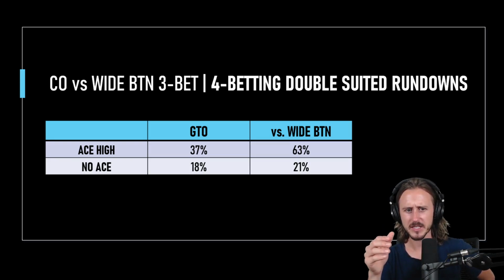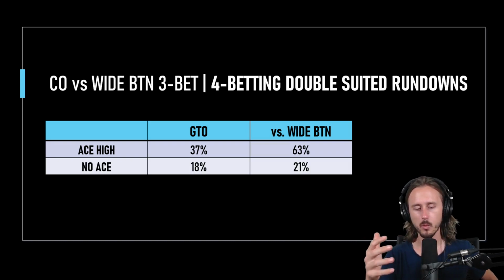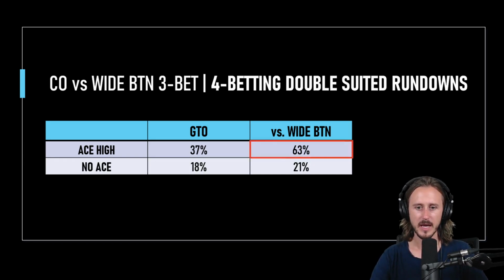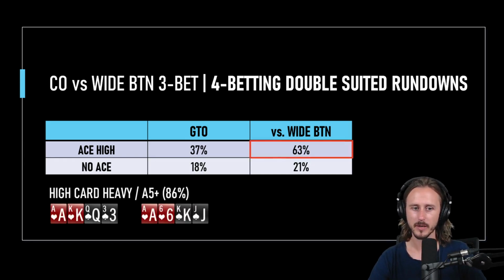And with the ace, we are already 4-betting quite a bit, but we extend this range slightly to 63% here. And the combinations of hands that belong in there are high card heavy. So we prefer to have either 3 Broadway cards or 4 Broadway cards in our hand. And also we 4-bet very, very aggressively if we have 4 cards that are higher than the 5, basically. We are then 4-betting 86% of the time.